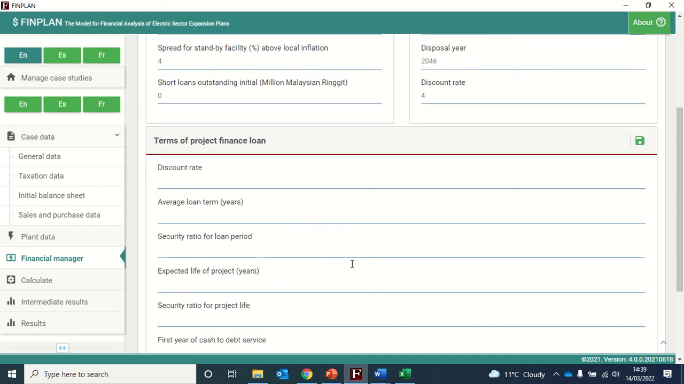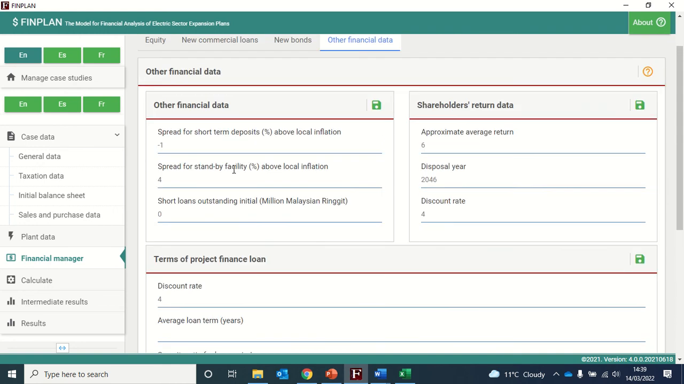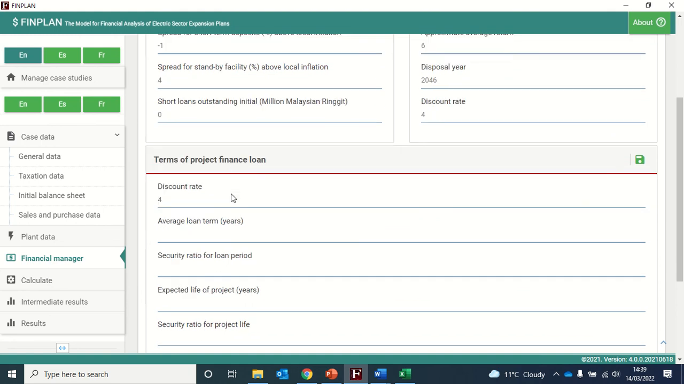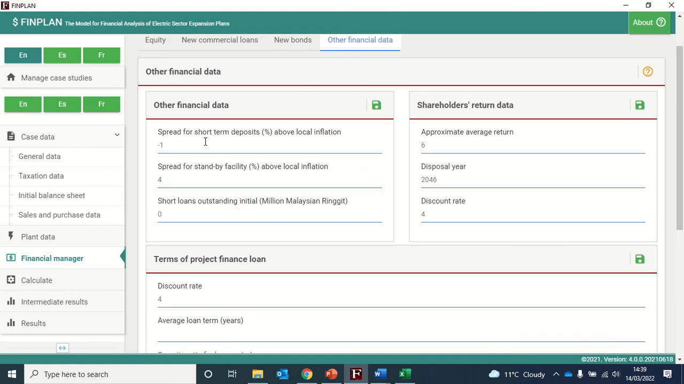The last box in this page is terms of project finance loan. And we are told in the hands-on that we will have to use a discount rate of 4%. We have already used a discount rate of 4% in the previous section, which is the shareholders return data, so we'll continue to use 4%.